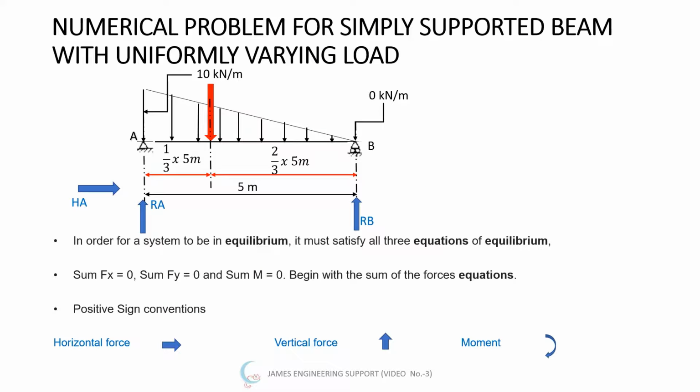Next will be the uniformly varying load on the simply supported beam. So here we have considered the simply supported beam of 5 meter length. At hinge support the intensity of load is 10 kilonewton per meter, and at roller it will be 0 kilonewton per meter. So in this case the lever arm will be 1/3 of the 5 meter from hinge support, that is A, and from roller support it will be 2/3 of the 5 meter.